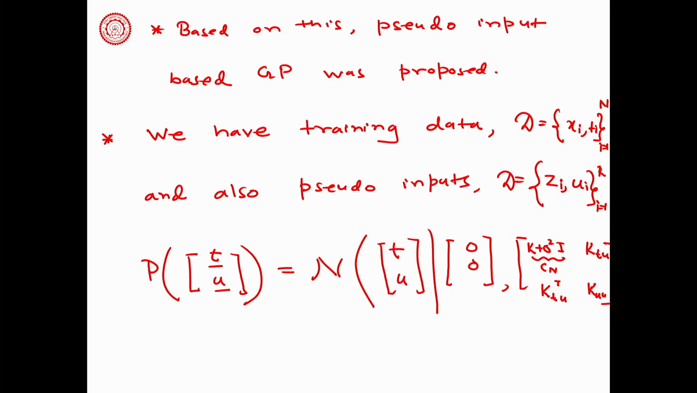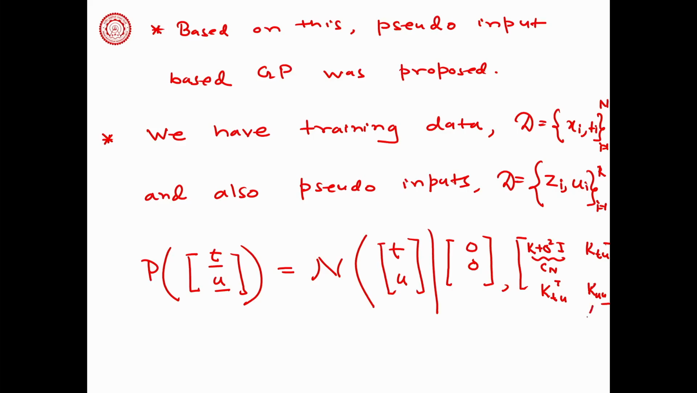What is KUU? Where does sigma square come from? Noise in what? Target. Now, U is what? Have we measured them? If you have not measured them, where is noise? Where will noise come from? Because those are pseudo, right? We have never measured U. So, if you have not measured U, where is the point of noise? That is why that sigma square for that is 0. Clear?